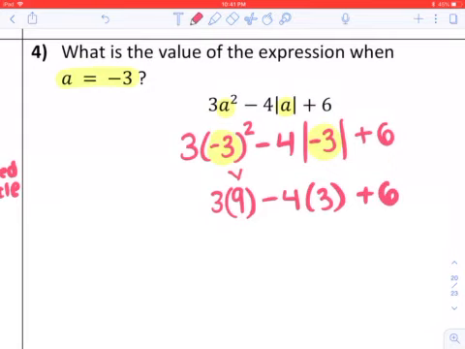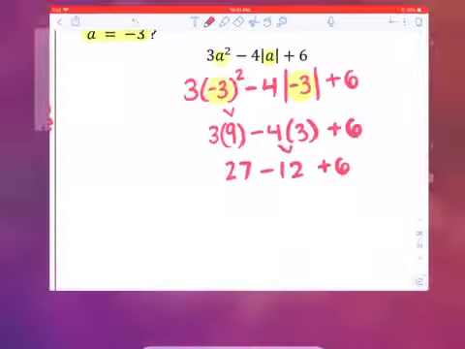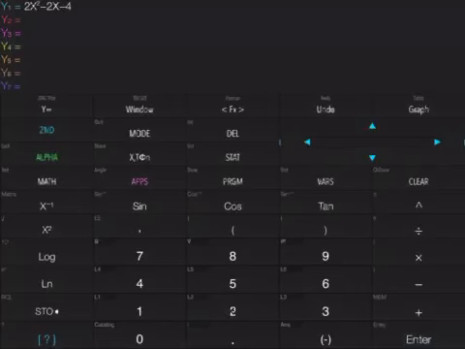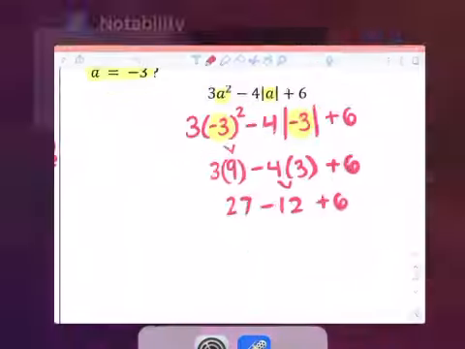And then 3 times 9 is 27. 4 times 3 is 12. And then plus 6. So if I do 27 minus 12 plus 6, we can do that here. So 27, nope, not there, hold on. 27 minus 12 plus 6, and I get 21.